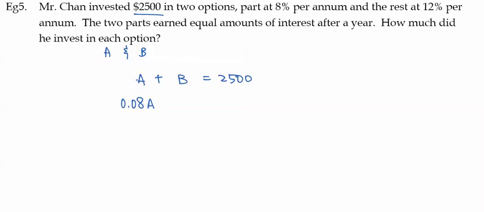The rest of it, 12% per annum. 12%, 0.12. I will multiply this 12% by the second investment. What do they tell us after the 8% and the 12%? Equal. They are equal to each other. Those two are equal.